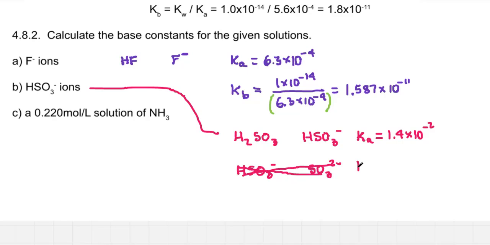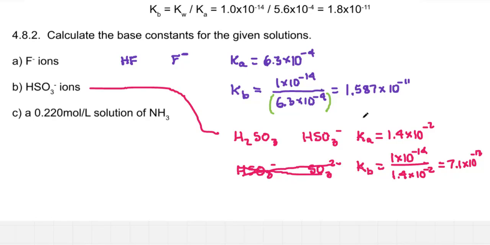So the base constant is, just run your formula, 1 times 10 to the minus 14 divided by 1.4 times 10 to the minus 2 gives 7.1 times 10 to the minus 13. There we are.